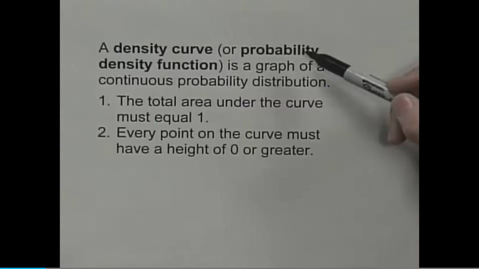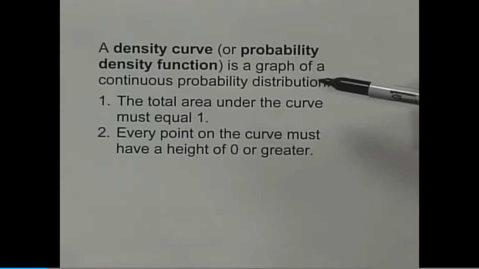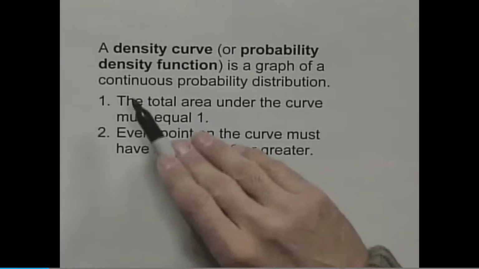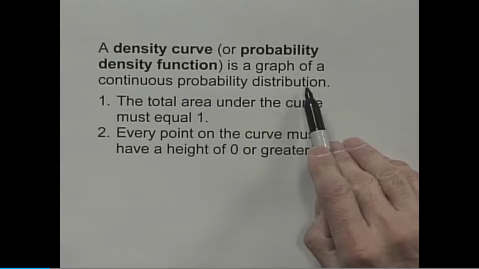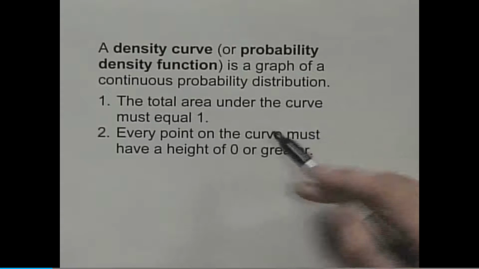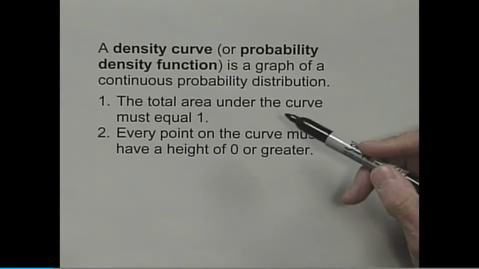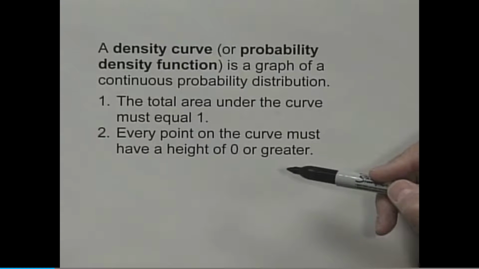Now, a density curve or probability density function is a graph of a continuous probability distribution. Now that we're starting to look at continuous distributions, we have two requirements, and you can see that they're quite similar to those that we had for discrete distributions.